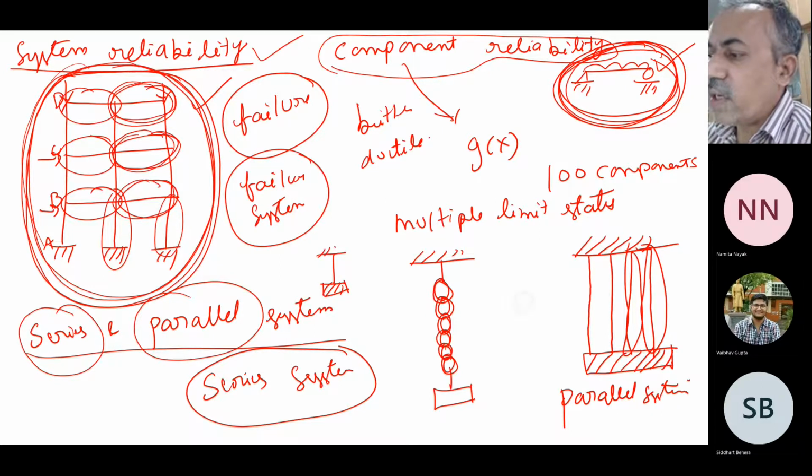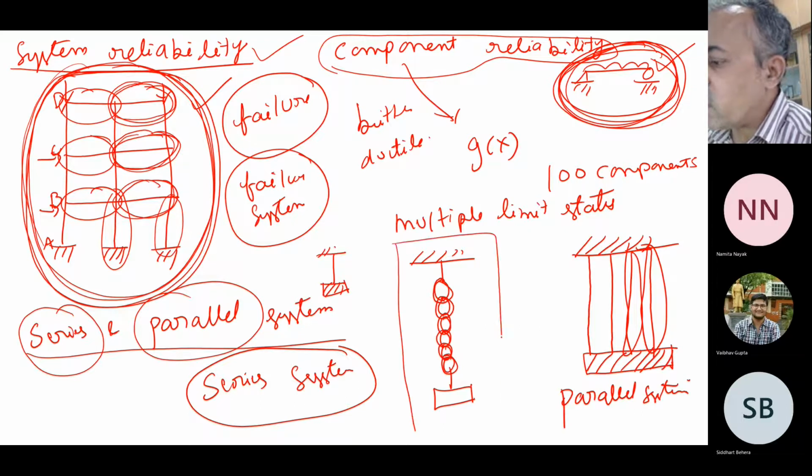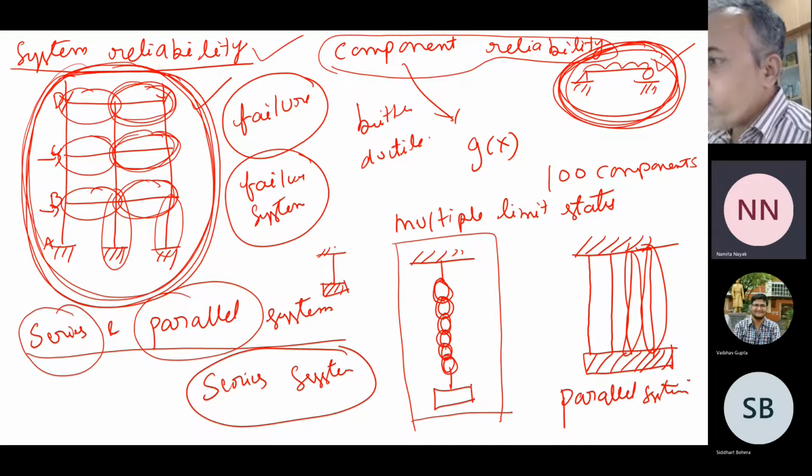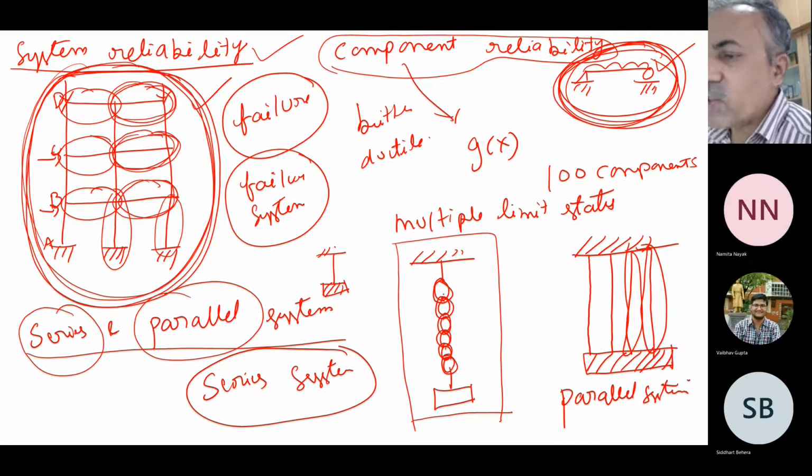Like for example, as I asked last class, what do you mean by a series system? Any of you remember? What is meant by series? Failure of a single component dictates the failure of the entire system. Very good. So one thing goes means gone. It is like a chain, as I told you. If one link breaks, the whole system also breaks.